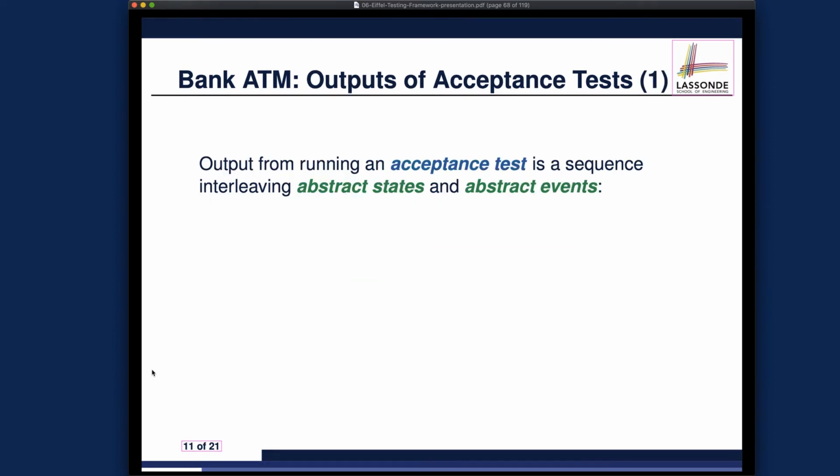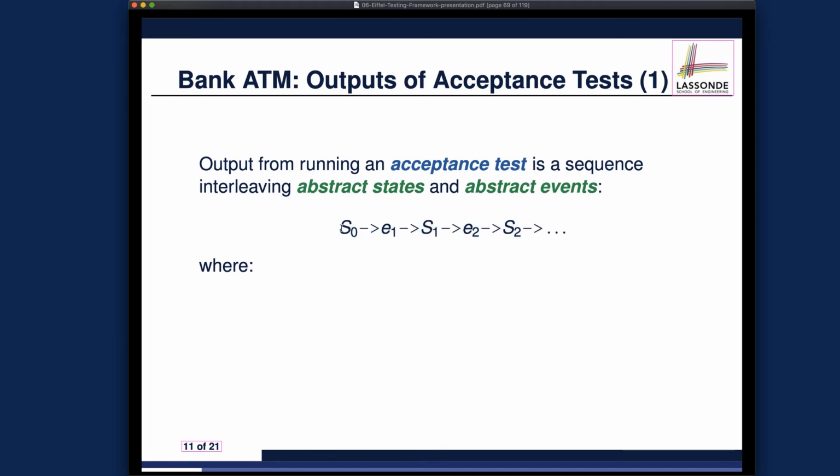So output from running an acceptance test, a sequence of events, is a sequence of interleaving abstract states and abstract events, meaning that you start with the initial state, followed by an event, followed by a state, followed by an event, followed by a state, and so on. Let me make it very precise, and I'll give you an example. To really make it precise, this needs to be mathematical. So this will be the general form of the output from an acceptance test.